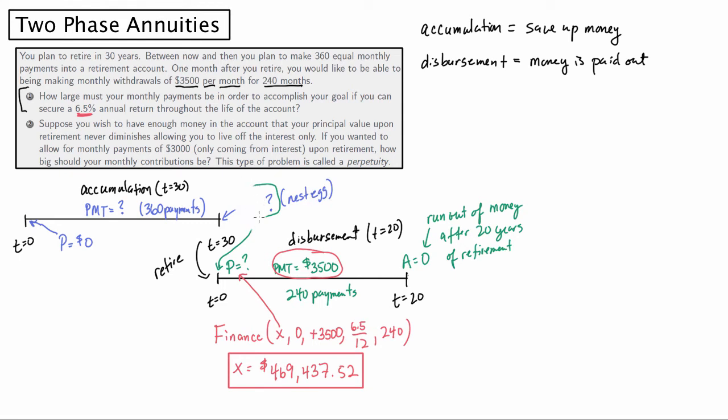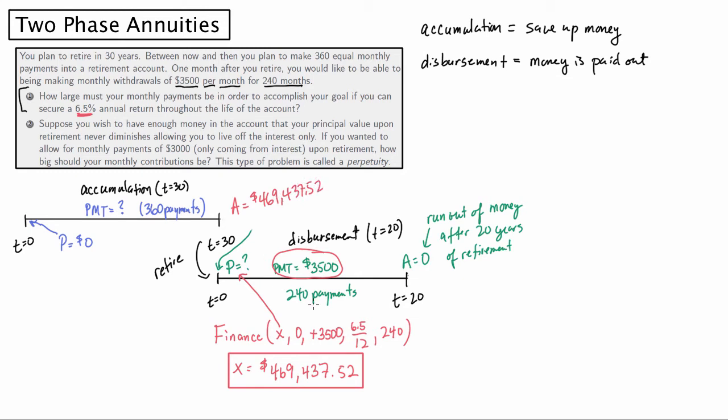So this future value of the accumulation phase, it's no longer a mystery. I know exactly how much money I need. I need to have a future value of $469,437.52. That's how you can plan for retirement.